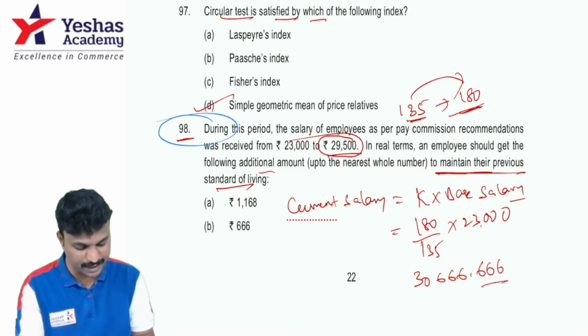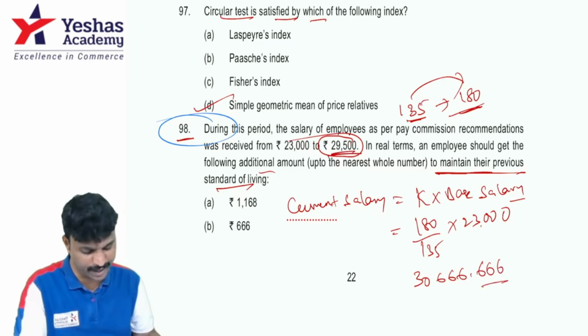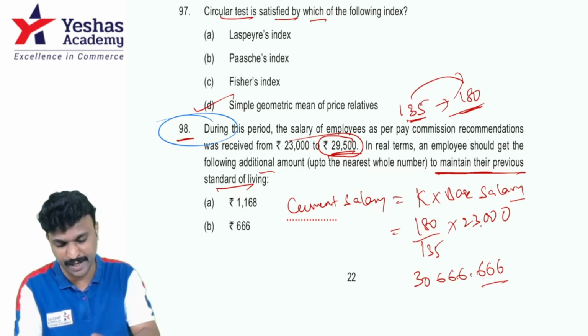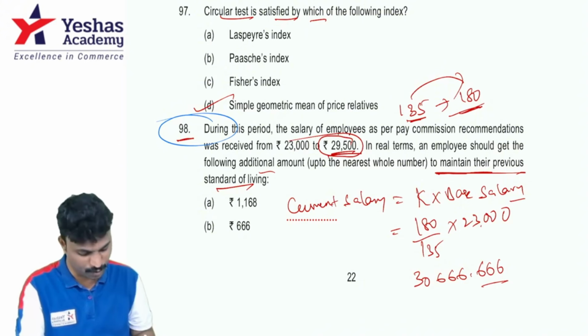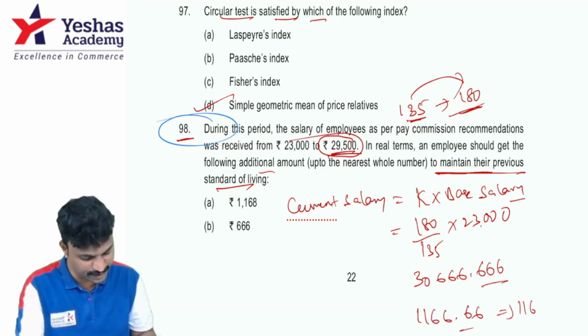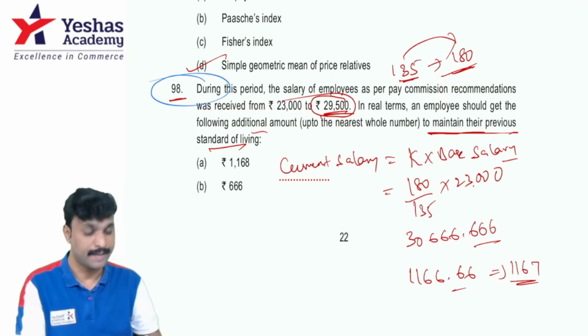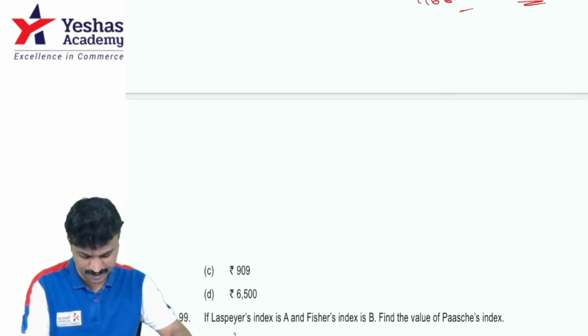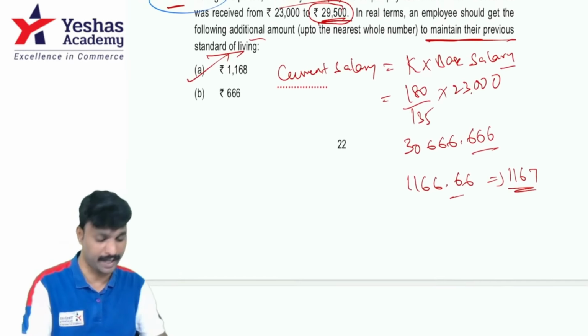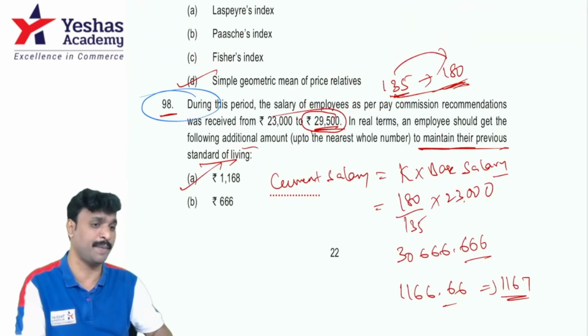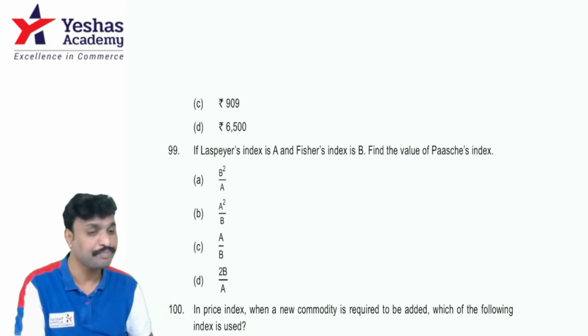30,666.6666, but is being given a salary of 29,500. So how much extra? Minus 29,500 you do. You get 1,166.66. That means 1167 rupees approximately. That means 1168 is the nearest answer. Option A you have to take. But without this data, you will not be able to solve this. That's a mistake in the question.